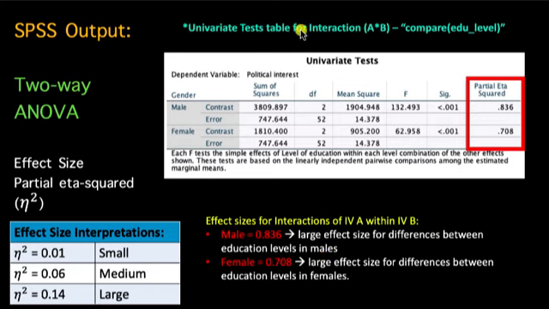Okay, so again, because this is an interaction effect, we were looking at comparisons of education levels within genders, right? So we have a difference between education levels in males because that is the effect size associated with our male category. For females, we have an effect size of 0.708. So again, this would also be a large effect size for differences between education levels in females.